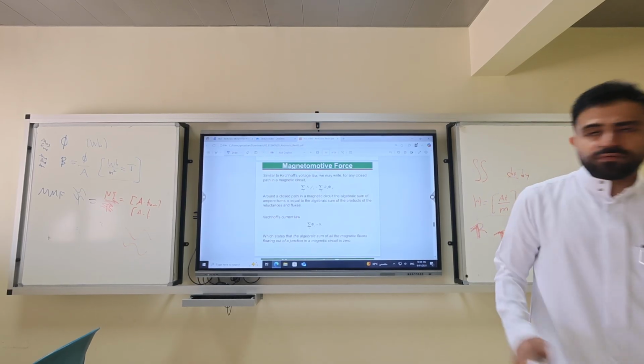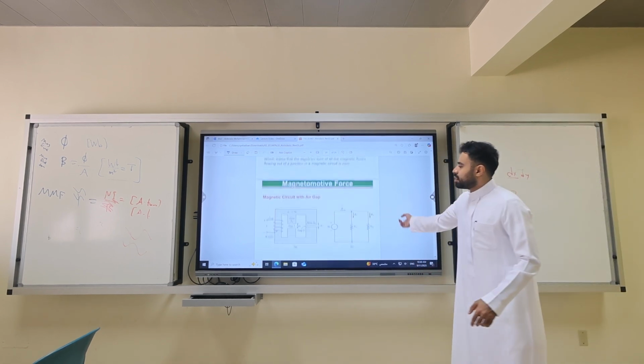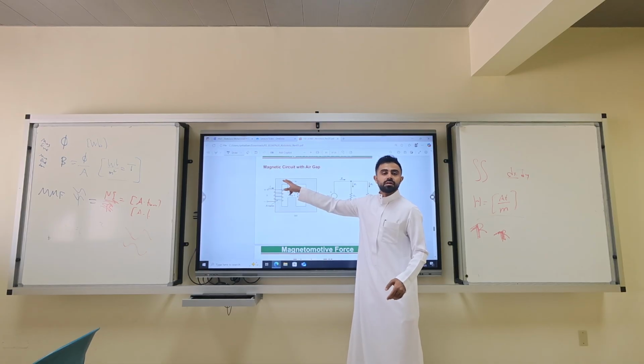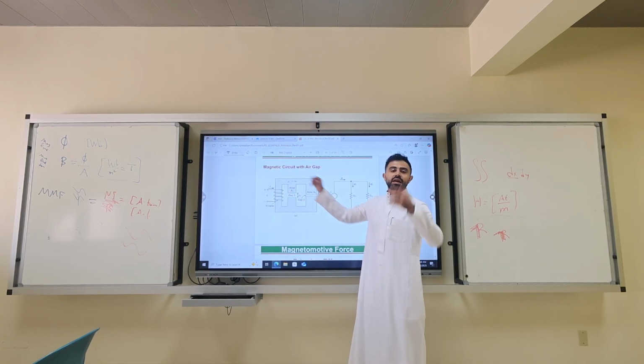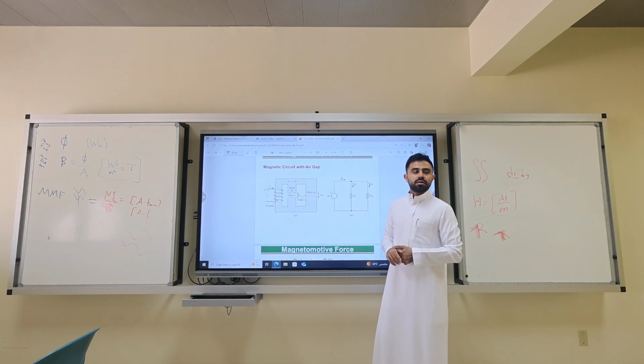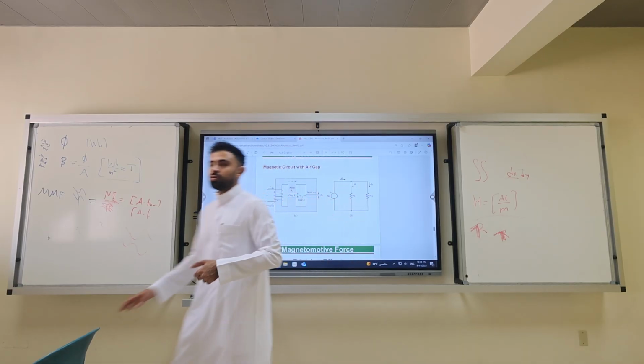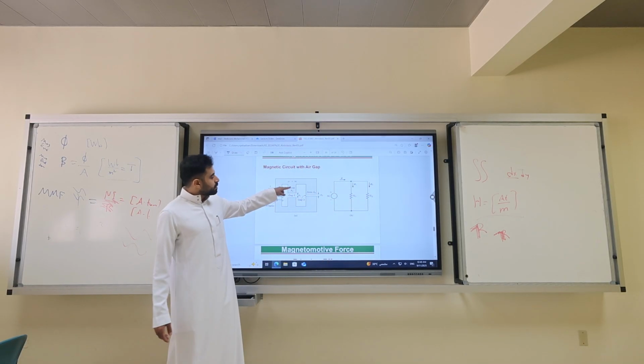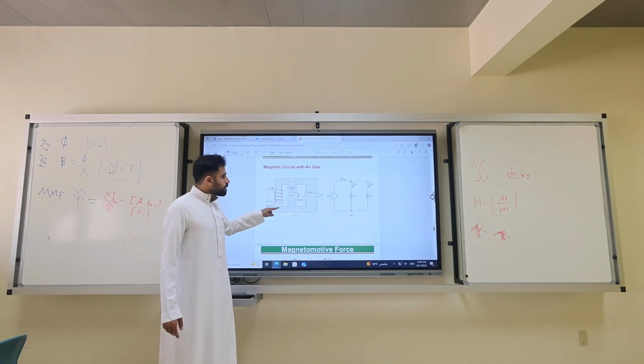Now, here's a figure I want to show you. What if I have a steel that has infinite mu? What is its reluctance? Zero. One over infinity is zero. Use the formula: L over mu A. If mu is infinity, everything here is a short circuit.